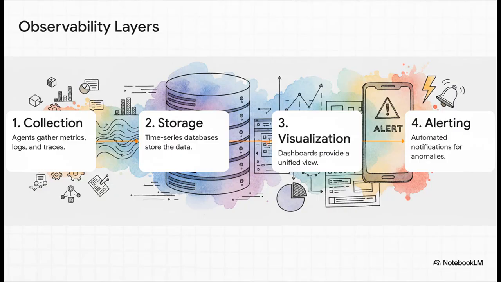We can pretty much break this whole idea of observability down into 4 steps. First, you have to collect the data. Agents grab all the metrics and logs. Second, you have to store it, usually in special databases. Third, you visualize it with those cool dashboards we just saw. And finally, you set up alerting, so you get a notification the second something goes wrong.